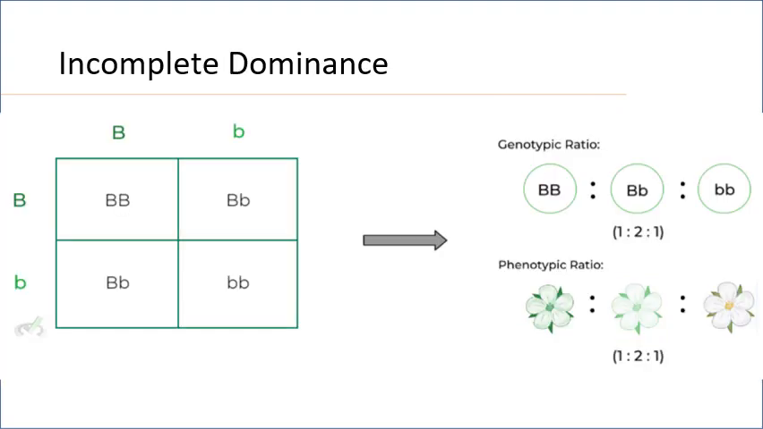So for example, if we look back on this here, with incomplete dominance, in the past we've always seen a 3 to 1 ratio as far as the phenotype goes. But because it's a blend, it's going to be a 1, 2, 1. So all that to say, the genotypic ratio and the phenotypic ratio are going to be exactly the same.